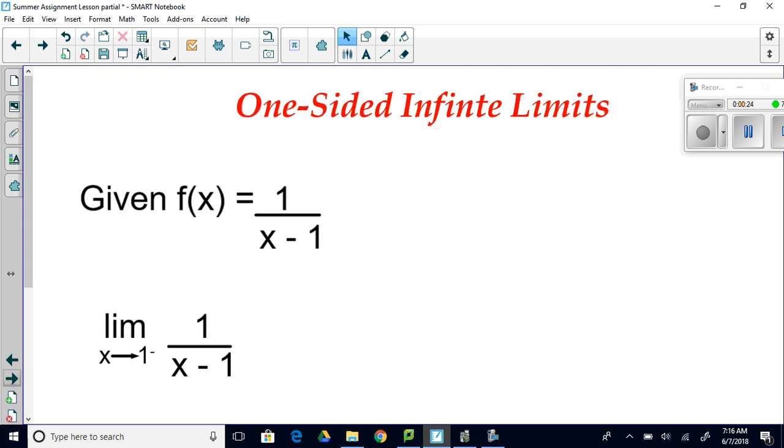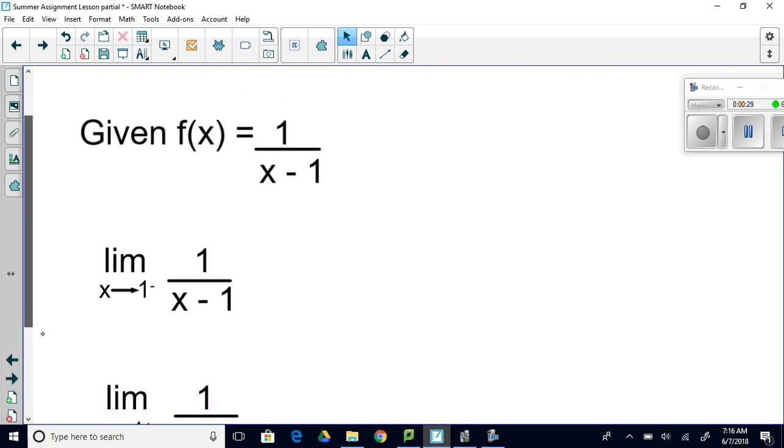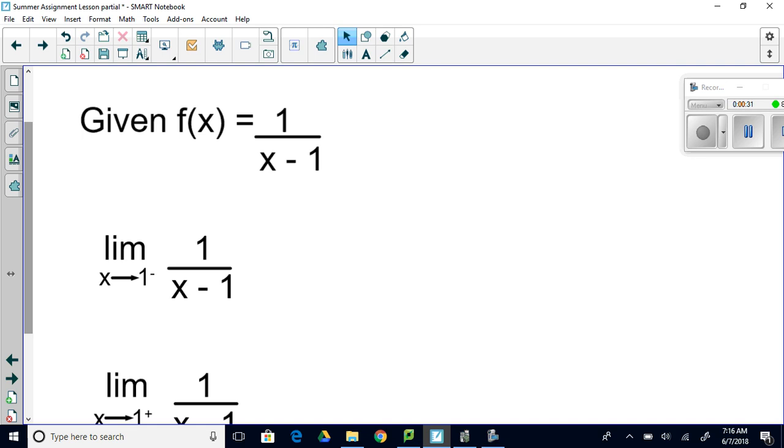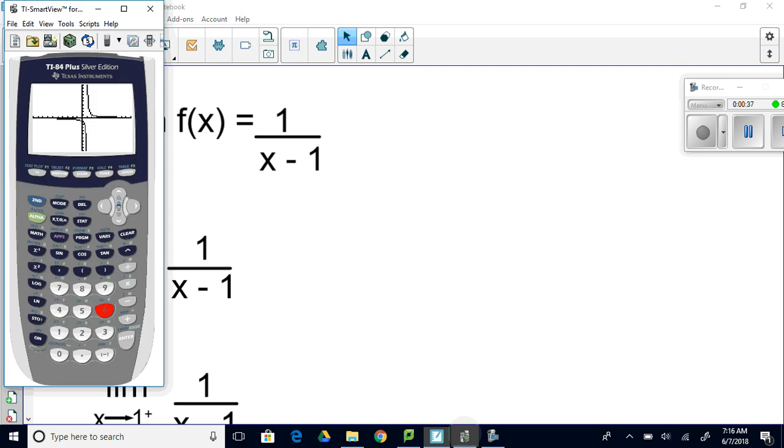So, like I said, we're going to do limits involving infinity. The key to this is knowing about asymptotes, so we're also going to review asymptotes in this video. The first thing we need to do, if we're looking at this example, is know how to graph it. So I'm going to use the calculator to graph it real quick.